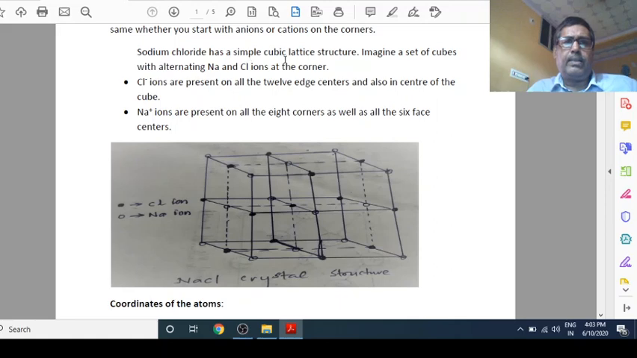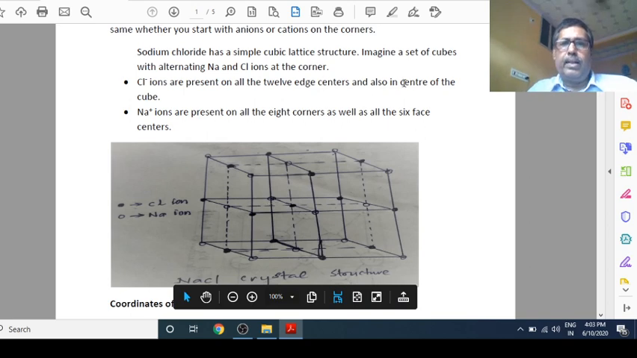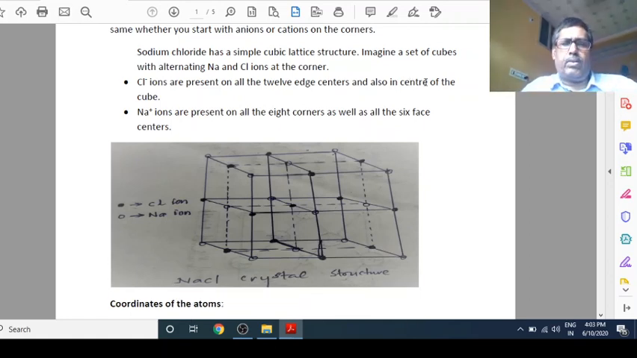Sodium chloride has a simple cubic lattice structure. Imagine a set of cubes with alternating Na and Cl ions at the corner. Cl minus ions are present on all the 12 edge centers here. Edge center, here edge center, and also in center of the cube. Na plus ions are present on all the 8 corners as well as all the 6 face centers. Okay.